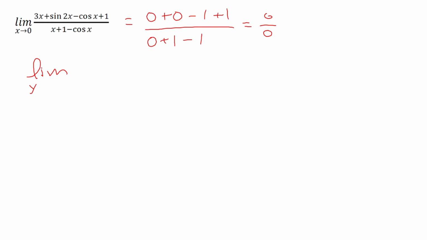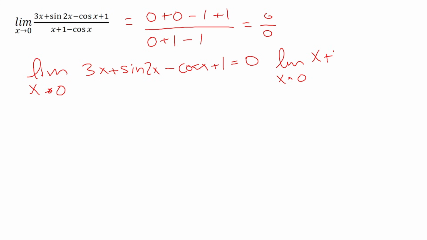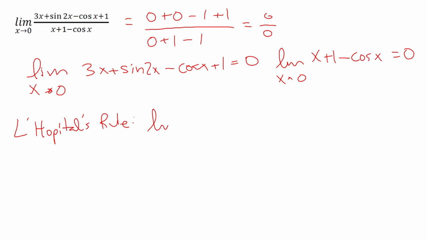So we'll state that the limit as x approaches 0 of the numerator is 0. And also that the limit as x approaches 0 of the denominator is equal to 0. And then we'll use L'Hopital's rule. So L'Hopital's rule will say that this is equal to the limit as x approaches 0 of the derivative of 3x is 3. The derivative of sine 2x is 2 cosine 2x. The derivative of negative cosine x should be positive sine x. And the derivative of 1 should be 0.